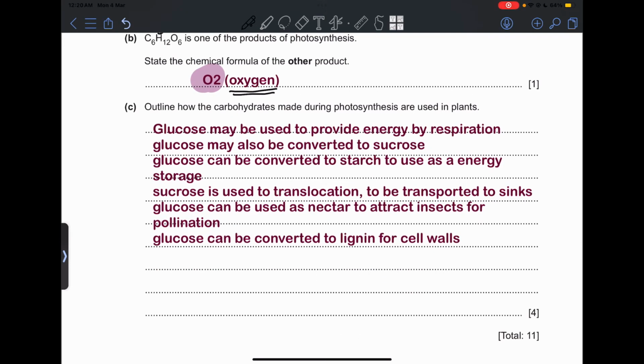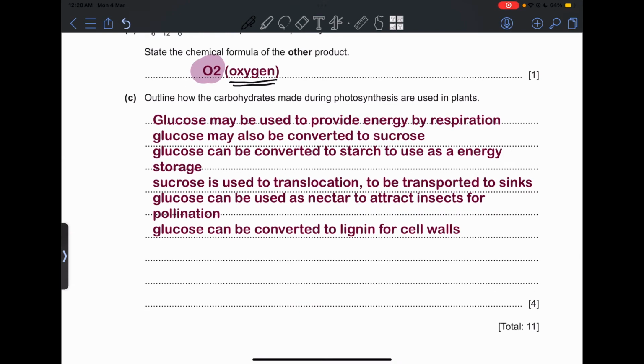Outline how the carbohydrates made during photosynthesis are used in plants. So of course, glucose has a lot of uses in the plant. It may be used to provide energy by respiration, and also glucose may be converted to sucrose. Sucrose is actually used in translocation, and it is used to provide energy to sinks. And also the glucose can be converted to starch, which is used as an energy storage.